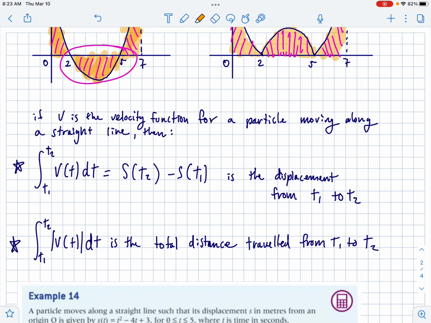To put that into a formal rule, if v is the velocity function for a particle moving along a straight line, then if you integrate from time t1 to time t2, it's the same thing as taking the antiderivative, putting in t2 and subtracting t1. That is the displacement from t1 to t2. If you're looking for total distance traveled, so not just the displacement, you do the same thing, but you put these absolute value bars on the outside. And that will give you the total distance from t1 to t2.